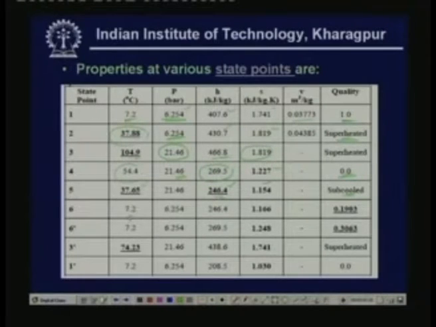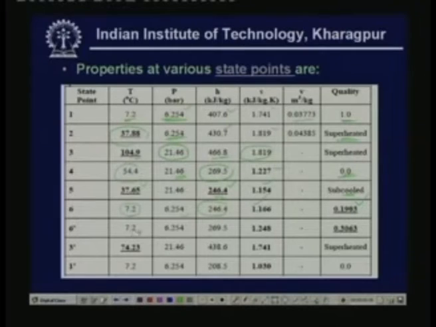And point 6 is the exit of the expansion device. Its temperature is the same as the evaporator temperature, 7.2 degree centigrade, and pressure is the same as the evaporator pressure, 6.254 bar, and we need another piece of information. That is provided by the isenthalpic process. The enthalpy at point 6 is the same as the enthalpy at point 5, which is equal to 246.4. So, using the enthalpy and pressure values we can find the entropy, and also the quality of the refrigerant vapor, which comes out to be 0.1903.